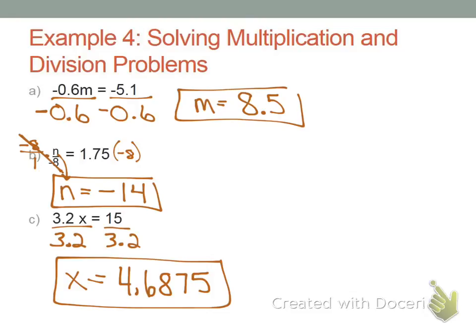On C, I divide both sides by 3.2 to get to my answer. Who got it right? Anybody get it right? Good, good. All right, one more example.